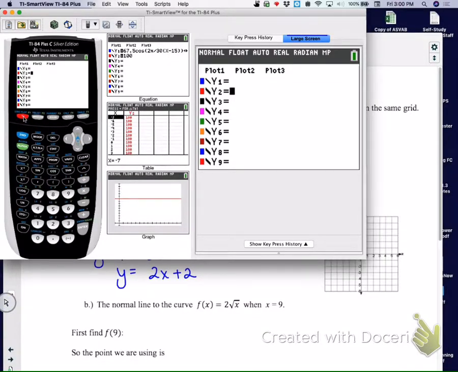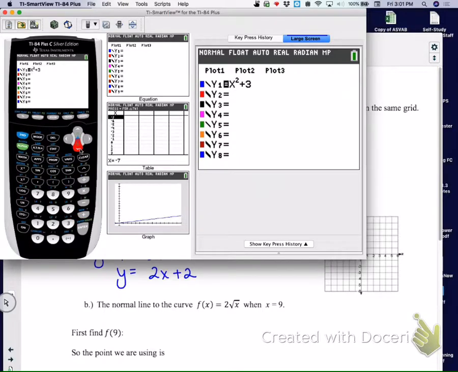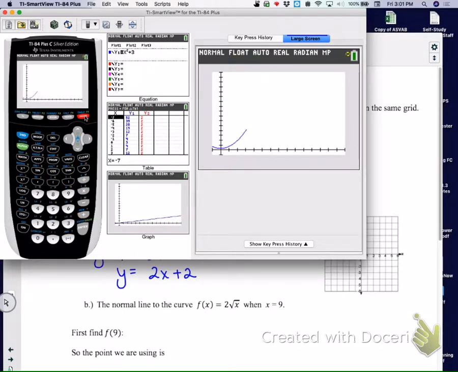So y equals, already on y equals there, right? X squared, can't remember the equation, sorry. X squared plus 3. And then 2x plus 2. Oh, hold on, sorry. Well, we'll take this as a learning opportunity here.